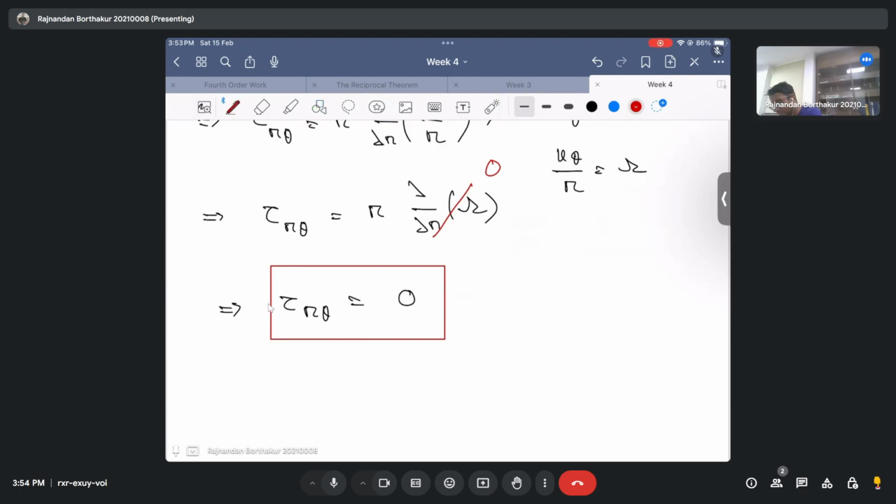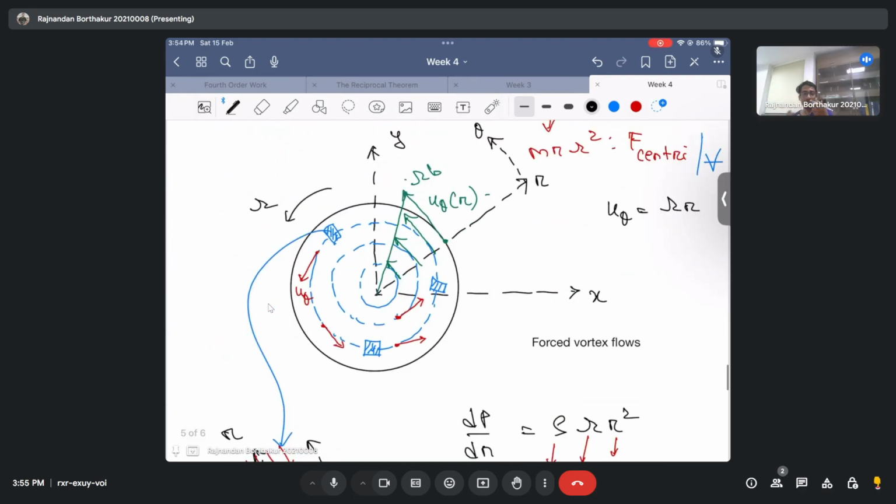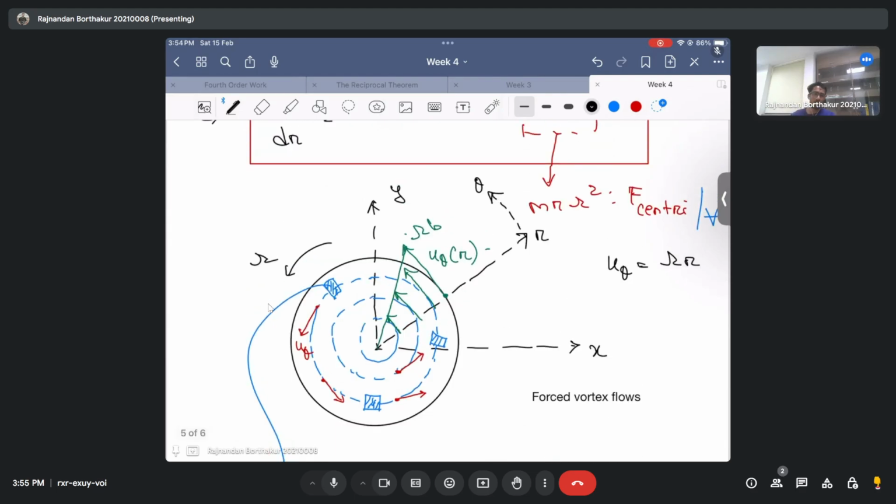So tau r theta is equal to 0, and this indicates rigid body motion or rigid body rotation, meaning that once again I repeat: what are the features that we saw in rigid body rotation? My u theta is just omega times r, that is the tangential velocity. All the fluid elements don't change their shapes. They just behave like a solid and rotate with the same angular velocity omega about an axis. I hope you realize that the direction of this omega is perpendicular to the xy plane, that is along the z axis, which is of course perpendicular to the plane of my writing device.